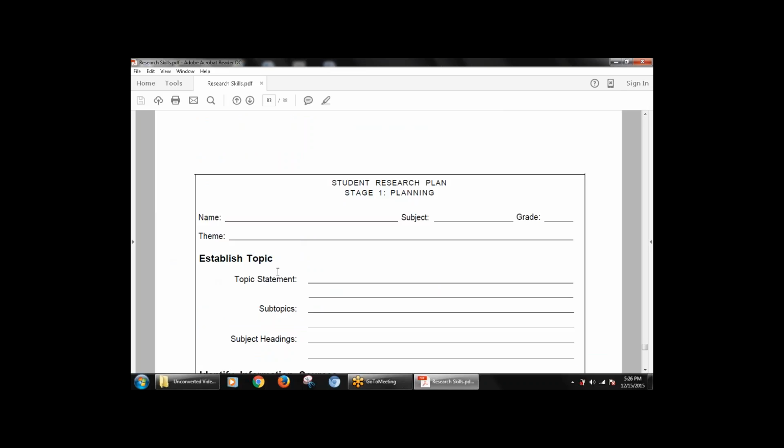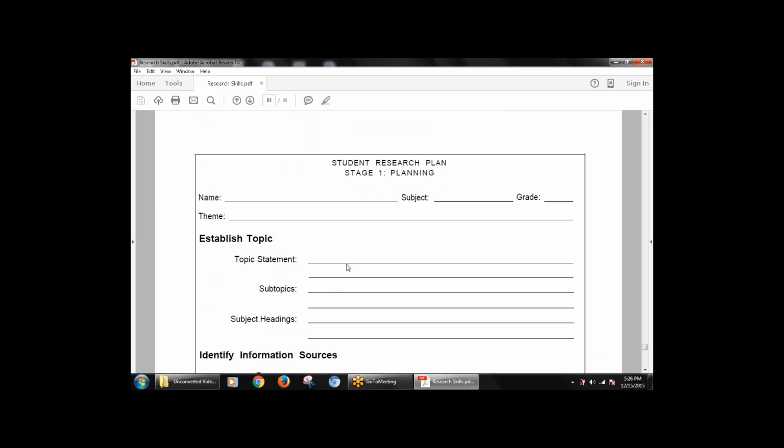Now first is establishing the topic. Now what is the topic statement that is available. Now what are the various subtopics that are covered under the main topic. Then next is the subject heading. So what are the various headings that are available, that is known as the subject headings. That is for the first part, that is identify or establish the topic.